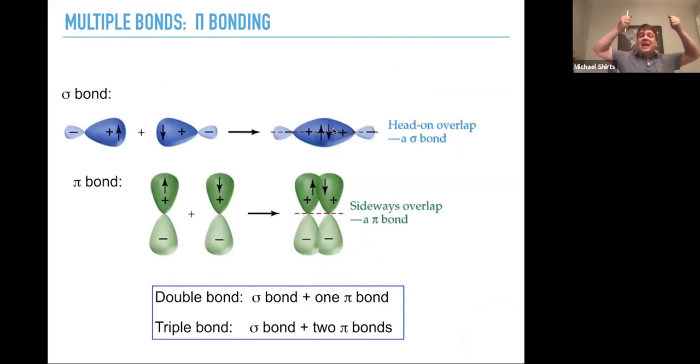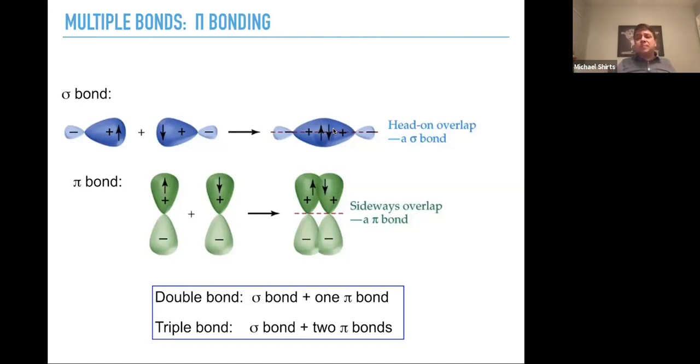But what you can have is p orbitals that are not involved in the overlap. For example, if you have an sp2 and an sp2 that are bonded together, you have these unoccupied pi orbitals, and you could put electrons in those orbitals as well. You have essentially sideways overlap to form a pi bond. So a double bond consists of a sigma bond and one pi bond, and a triple bond consists of a sigma bond and two pi bonds.